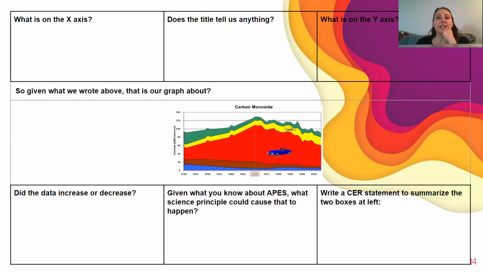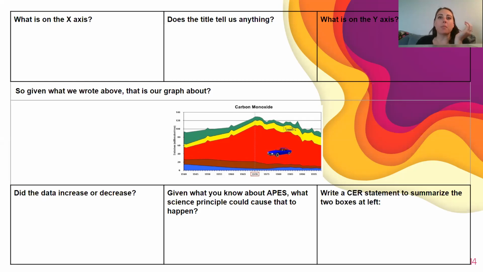So my claim is that from 1970 to 2000, carbon monoxide emissions have declined from 125 million short tons to about 90 million short tons. You need to use numbers in your claim and in your evidence, but the AP exam always kind of accepts a little bit of a range. So if you don't get it spot on, usually you'll be pretty close in that range.